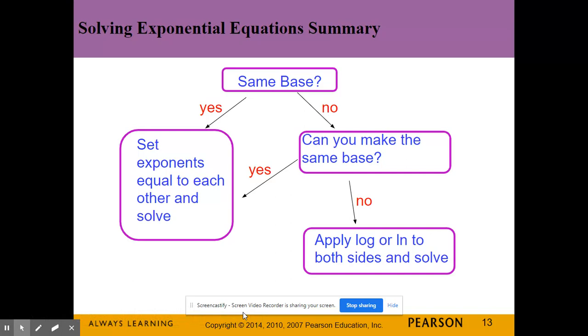All right, so we're going to look at two different flow charts to basically break down what we've just done. If you go back to the first two parts of the objective, the two different ways to solve exponential equations. First thing you're looking for is, does it have the same base? If it has the same base, then you simply set the exponents equal to each other and solve. If they don't have the same base, then can you make it the same base? Like if one base is 2 and the other base is 4, you can turn 4 into 2 squared, right? And if that's the case, then you set the exponents equal to each other. If you can't, then you have to apply common log or natural log to both sides and then solve.